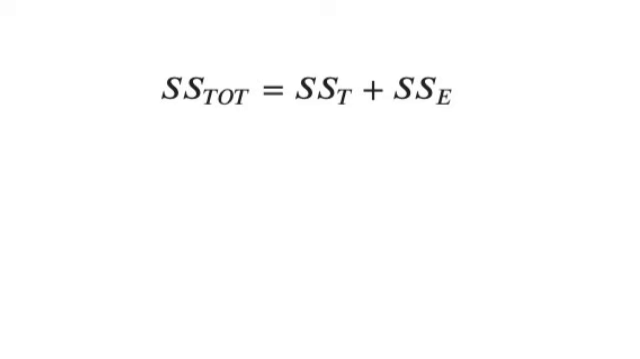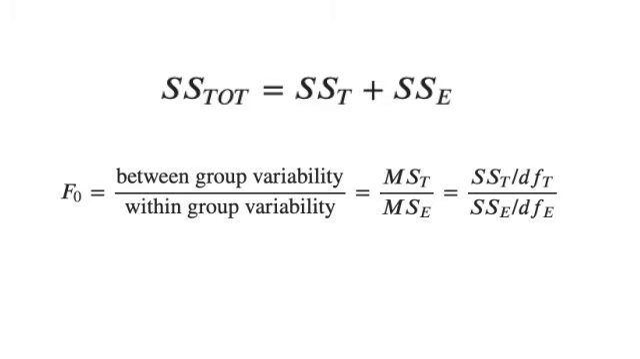Together, they give us the total sum of squares. We won't get into too many details of the formulas in this video. This is called the ANOVA identity, and it's very useful. The test statistic F0 is a ratio of the between group variability and the within group variability. So this test is significant when there is much more variation between groups than within groups.